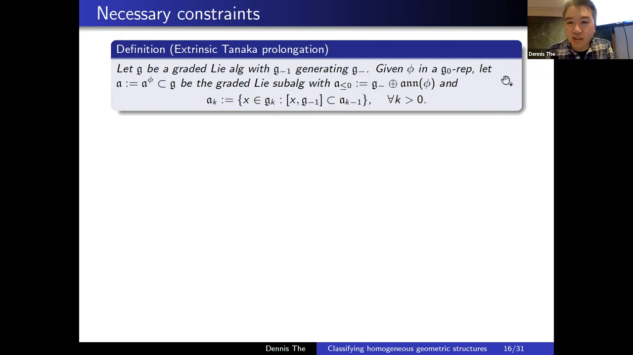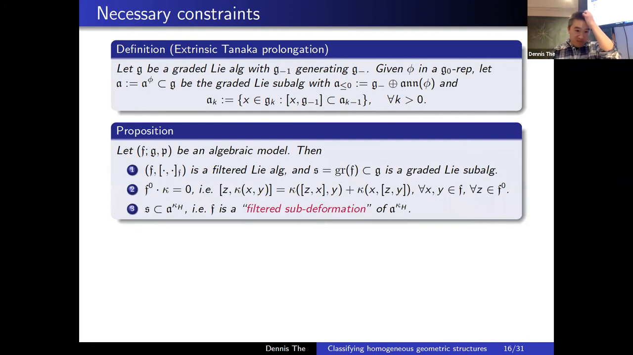If I have phi in a G zero representation, in particular H2, second cohomology, let A, denoted also A phi, be the graded Lie subalgebra whose non-positive part is G minus and the annihilator of phi. And then I'm going to extend this data as much as possible into a graded Lie algebra. So how do I do this? I take elements at level K and bracket with everything in G minus one and require that to be in the previous level. Here everything's defined up to A0. I generate A1 using this formula, and then I iteratively generate the entire positive side. So it's a way of propagating the given data, G minus and the annihilator, to the entire positive side.